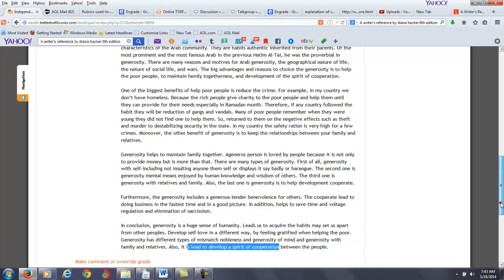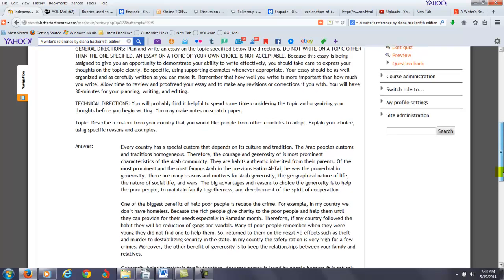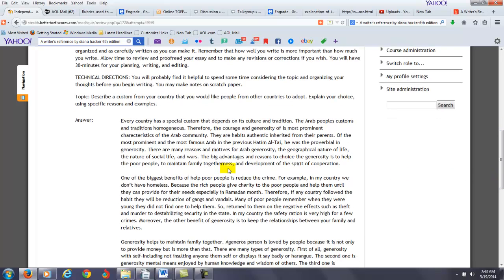So far from an organizational standpoint, my main suggestion is these particular topic sentences, as I pointed out, need to better reflect the purpose here, which is why other people should adopt this particular custom.